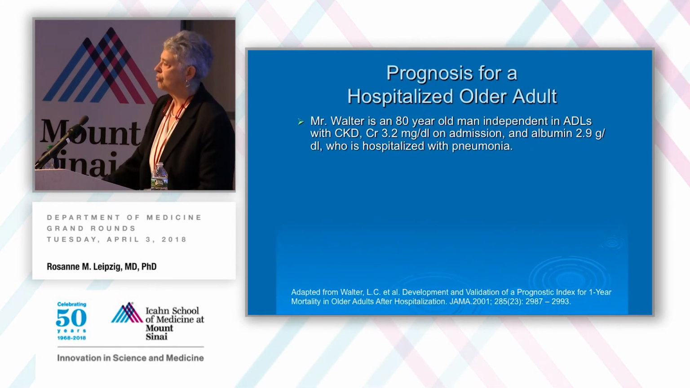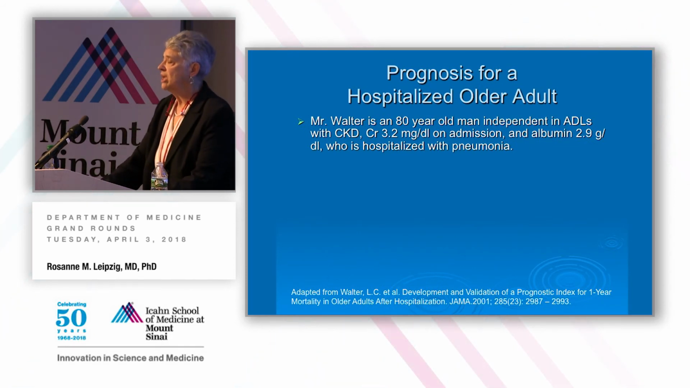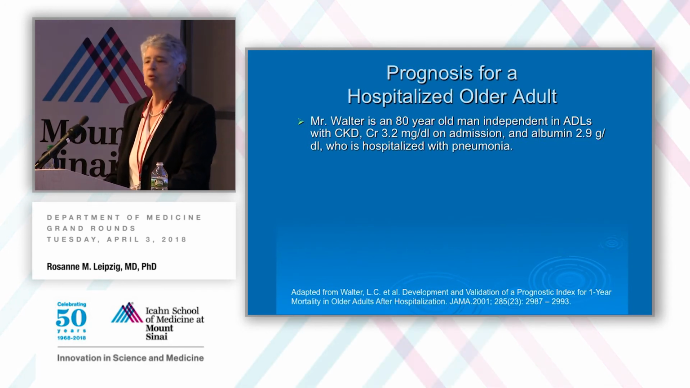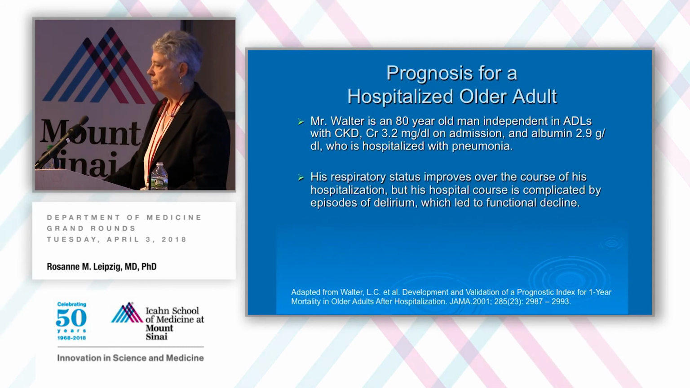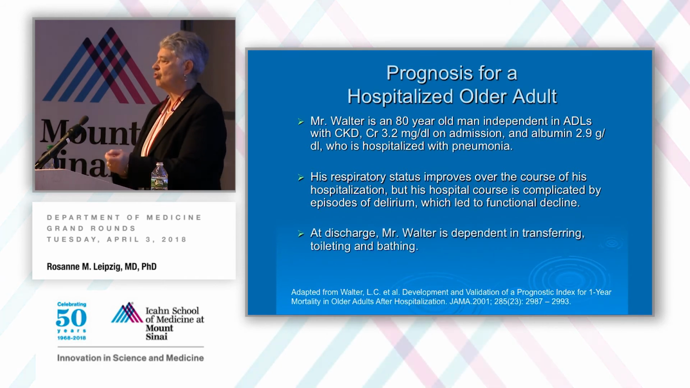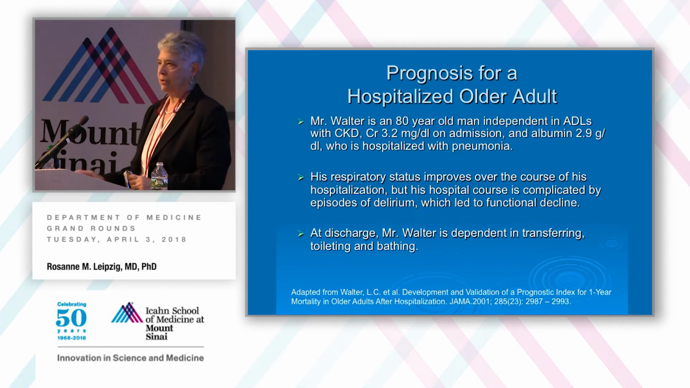So, Mr. Walter is an 80-year-old man. He's independent in his ADLs. He has CKD, creatinine of 3.2 on admission, albumin of 2.9, and he's hospitalized with a pneumonia. His respiratory status gets better over the course of his hospitalization, but his hospital course is complicated by delirium, which leads to functional decline. At discharge, he's dependent in transferring, toileting, and bathing, okay?